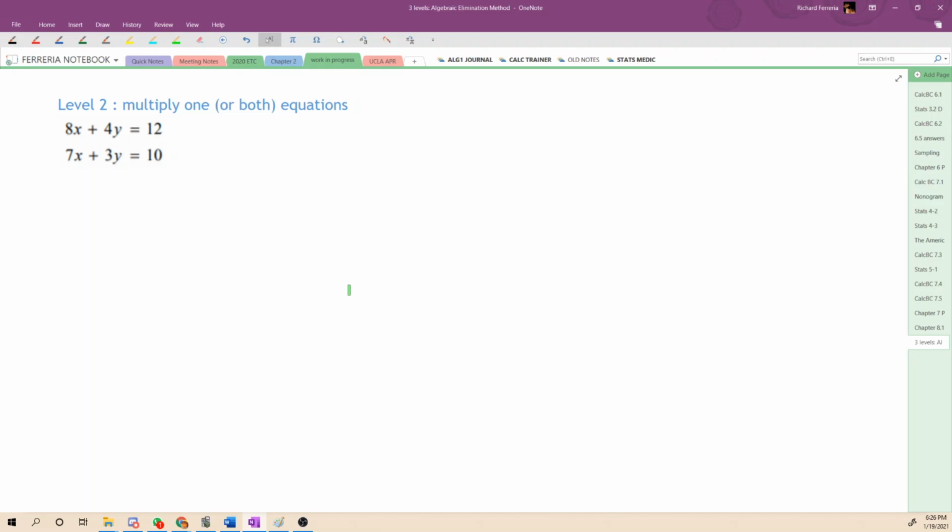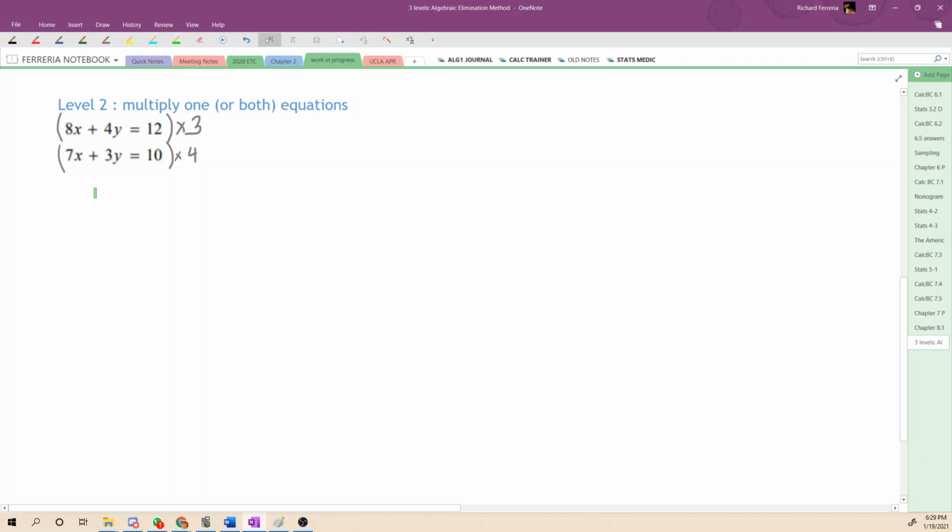So if I take a look at the x column, and I compare that with the y column, it looks like the numbers on the y's are more manageable. 4 and 3 feel more manageable than 8 and 7. So I'm going to basically switch the coefficients of y. So I'll multiply the bottom equation by 4 and the top equation by 3.